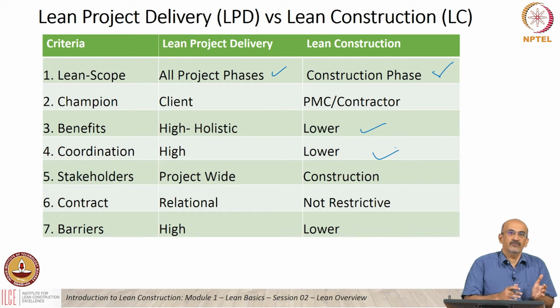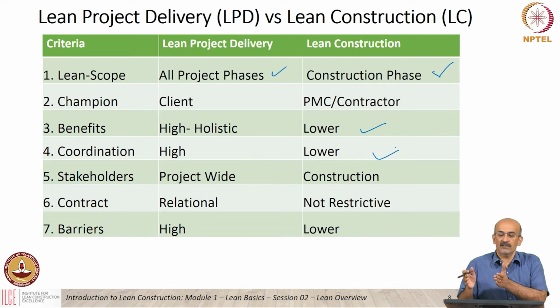Now, when we look at the barriers, lean project delivery definitely has more barriers because there are more stakeholders, there is more to cover. Lean construction has less. So, like I said a little bit earlier, if the opportunity to do lean project delivery is there, it should be taken up, but it is more than okay to start with lean construction because of the lower barriers and the ability to start learning lean where it is possible.